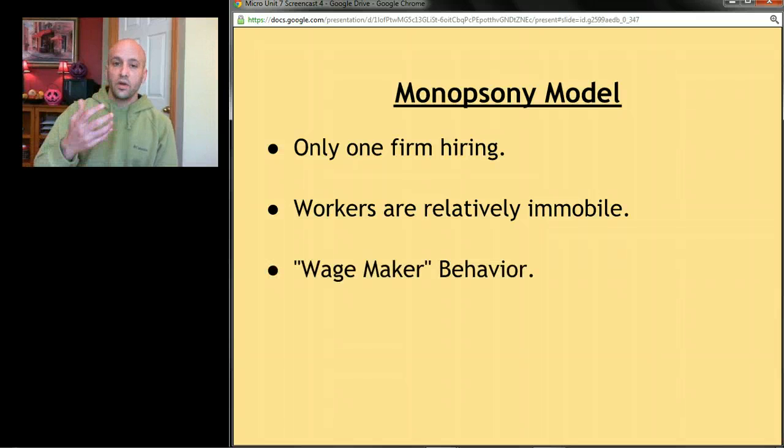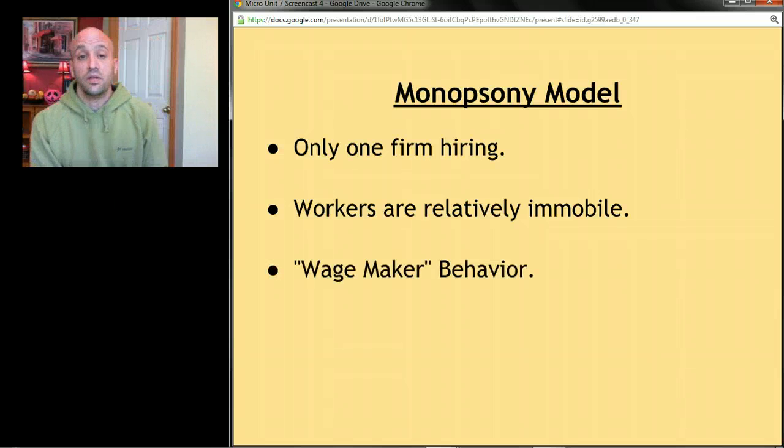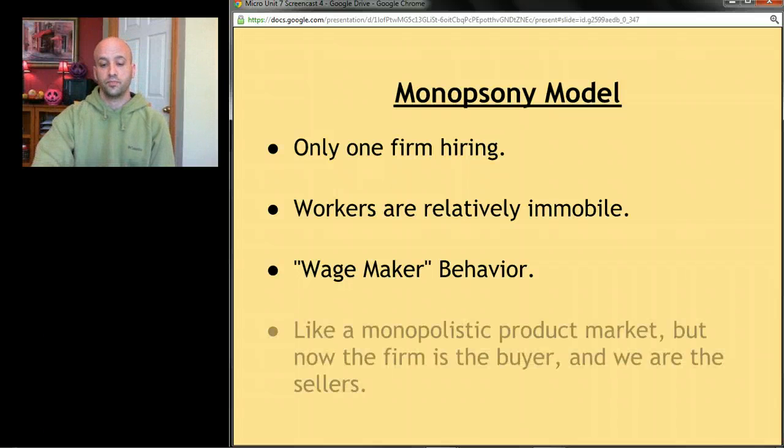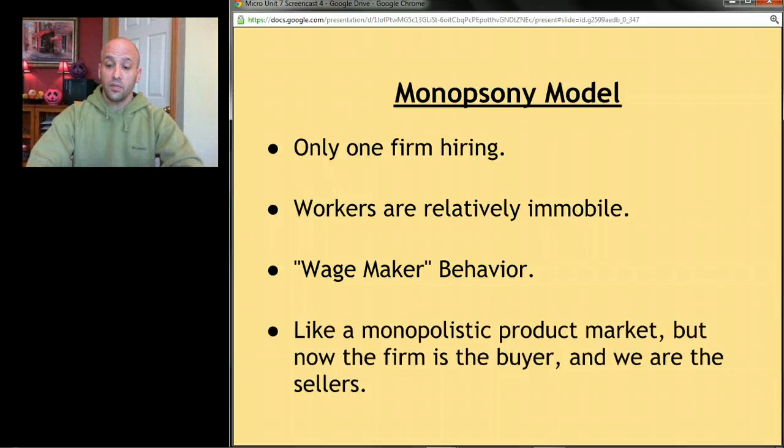All right, what we're going to see is that in monopsonies, firms are wage makers. Like monopolies in the product market, they get to determine the wage that they pay. So like a monopolistic product market, monopsonies are where firms have power, but again, now everything's flipped. The firm is the buyer, and we are still the sellers of the resource.